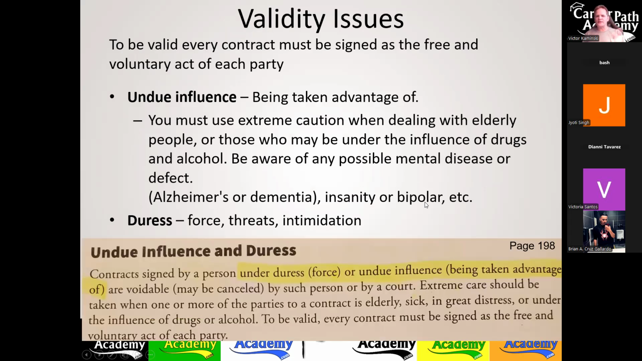Undue influence means you're being taken advantage of. You have to use extreme caution when dealing with elderly people or those who may be under the influence of drugs or alcohol, or be aware of possible mental diseases or defects: Alzheimer's, dementia, insanity, bipolar, or some other illness. Now, how do we know? We're not their doctor, right?